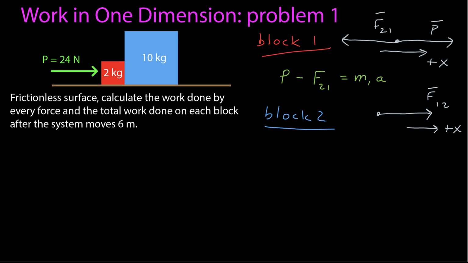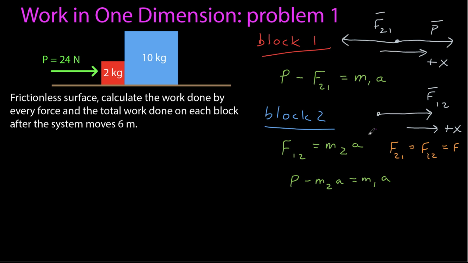Looking at block 2, there's only one force on block 2, and that's the contact force of block 1 on 2. Here's my free body diagram, and I will also set positive x to the right. The scalar relationship for that just gives me that the magnitude of that force is equal to mass 2 times the acceleration of 2, which I've just called a because it's the same as the acceleration of 1. I notice that the force of 2 on 1 and the force of 1 on 2 are a Newton's third law force pair, which means their magnitudes are the same, which I'll just call F.